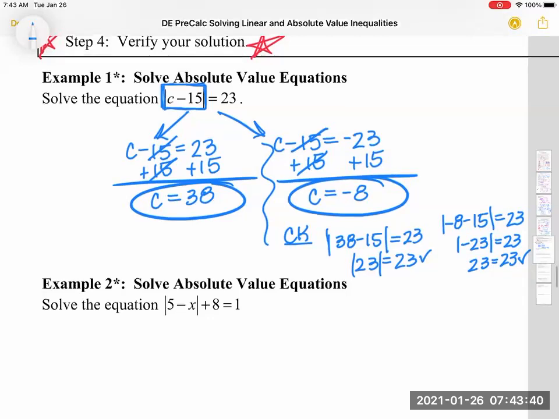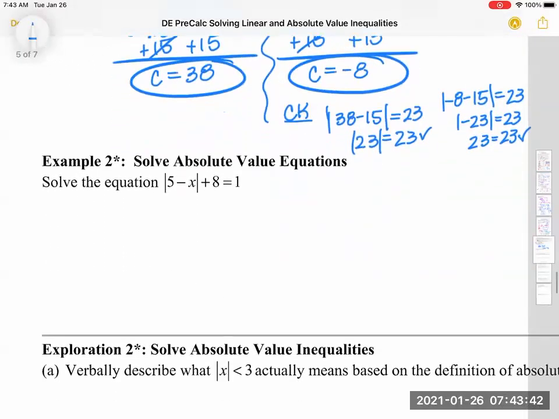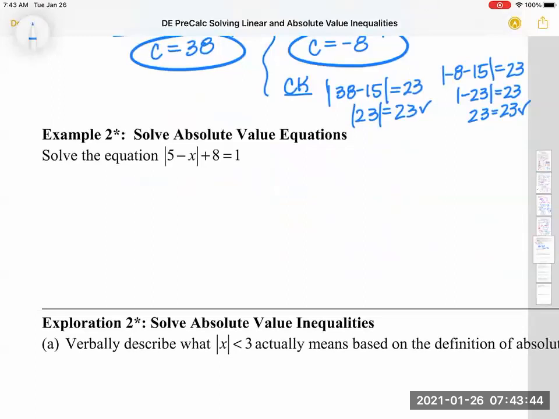All right, once you have that, let's go down to example number 2. So now we need to get the absolute value all by itself. There's a little plus 8 hanging out next to it, so we need to get rid of him. So we're going to subtract 8 first. Make sure you do that. So this would be absolute value of 5 minus x equals negative 7.